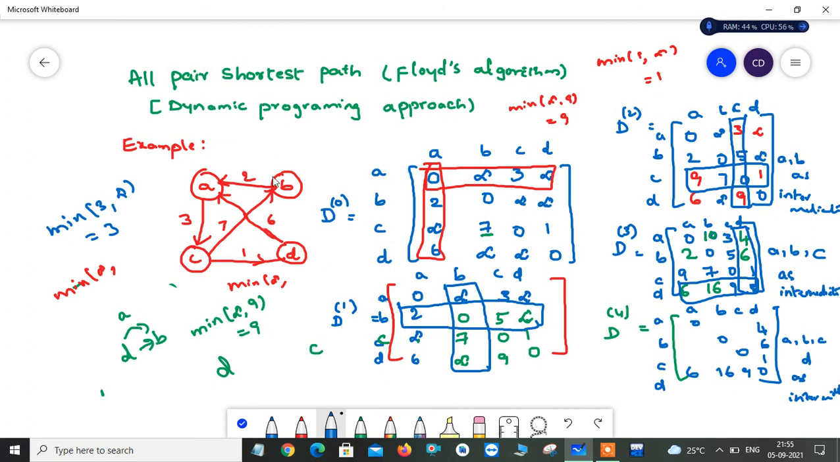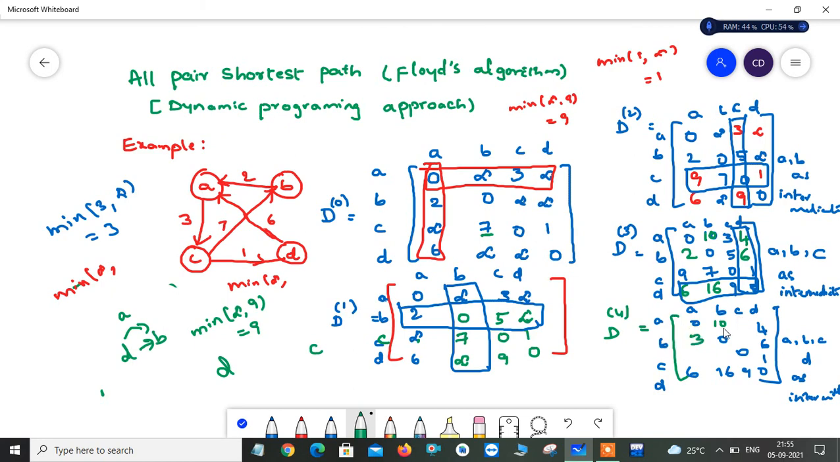So I can reach A to B with C. So this is 3 plus 7, 10. So simply I can take this value as 10. And after that from A to C, I have a direct path with 3. I didn't have any other path that can exist from A to C. See here, A to C, I cannot reach by any other path. So simply I can take this value as 3 itself.